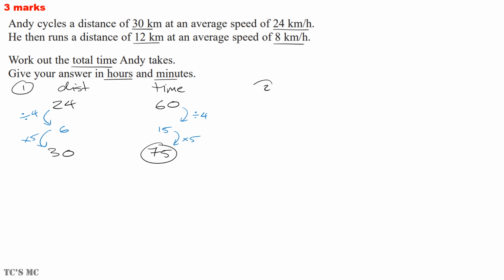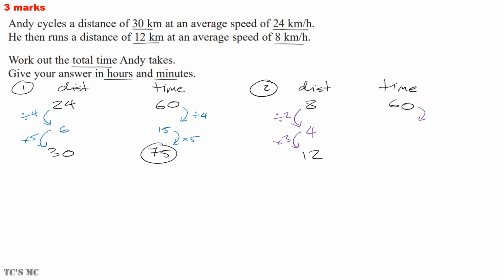Step 2. Now I'm going to work with the running part. We have distance again and time. His speed is 8 kilometers per hour, so 8 kilometers in 60 minutes. He is running for 12 kilometers. A common factor of 8 and 12 is 4. We can divide by 2 to get to 4, and then multiply by 3 to get to 12.